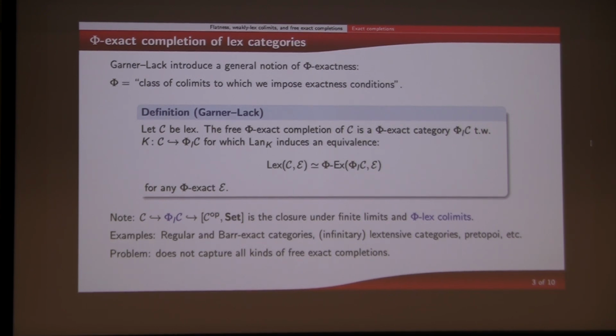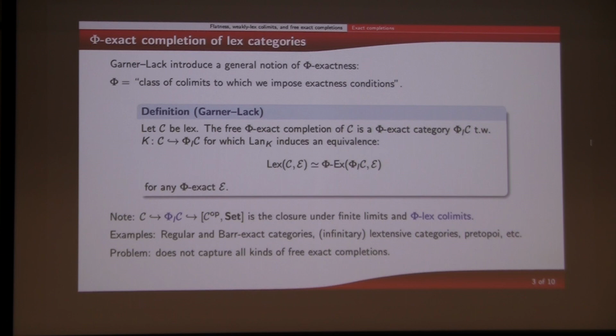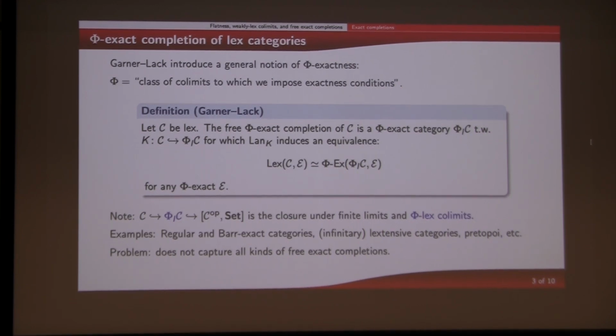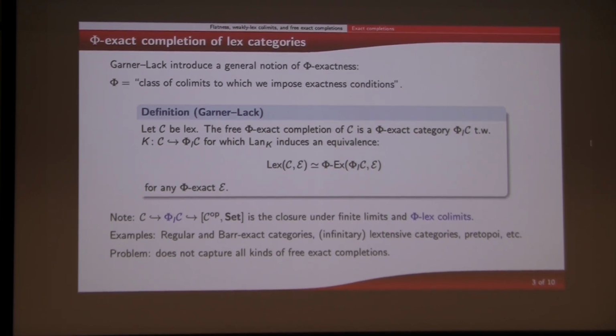So I'm not going to define them in general. Just think about a class Phi of colimits. Think of them as those colimits to which you impose your exactness conditions. In the previous case, they were coequalizers of equivalence relations. But they could be coproducts in the case of extensive categories, could be coequalizers of kernel pairs in the case of regular categories, and so on. In this setting, you have a notion of Phi exactness, and you can define the free Phi exact completion, just mimicking what we had before.